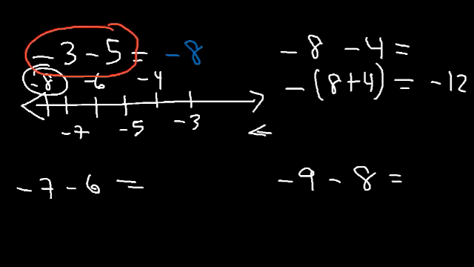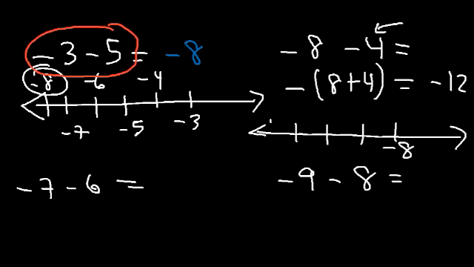To confirm it, we're going to start at -8, which is over here, and we're going to subtract it by 4, or go 4 units to the left. 1, 2, 3, 4. So this is -9, -10, -11, -12.